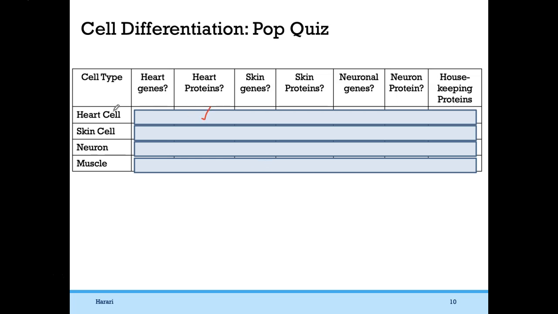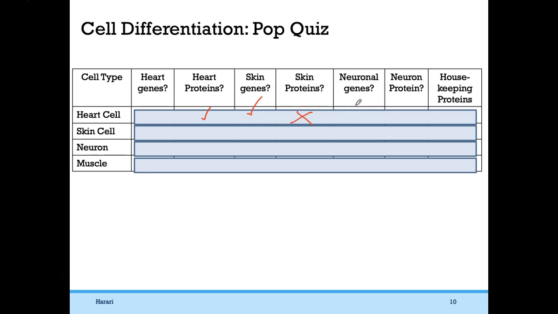Will it transcribe skin genes? Or sorry, I should say, does it contain skin genes? The answer is yes. Even a heart cell is going to have skin genes. Is it going to express those genes into having skin proteins? No. A heart cell does not need skin-related proteins. So just because the heart cell has skin genes, it's not going to have the skin proteins.